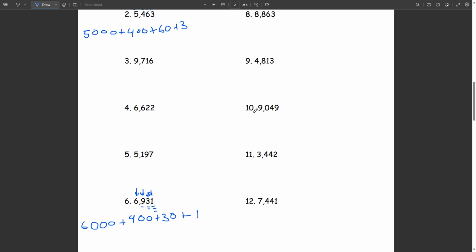Let's go up here, let's do number 10. So 9,049. So 9,000 here, this one's a little bit tricky, so do the same thing as before. Look at this one. There's 3 on the right, so we write 3 zeros plus. And now this one is weird because we have a 0. So when this is 0, we don't just write 0, 0, 0 because that just means nothing.